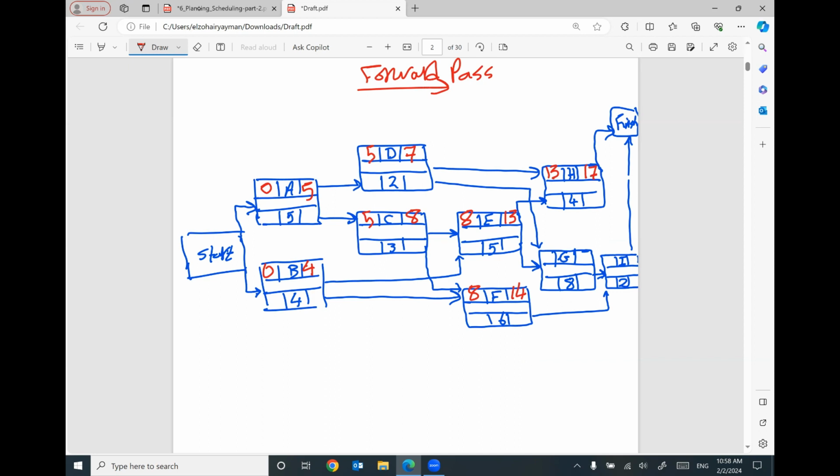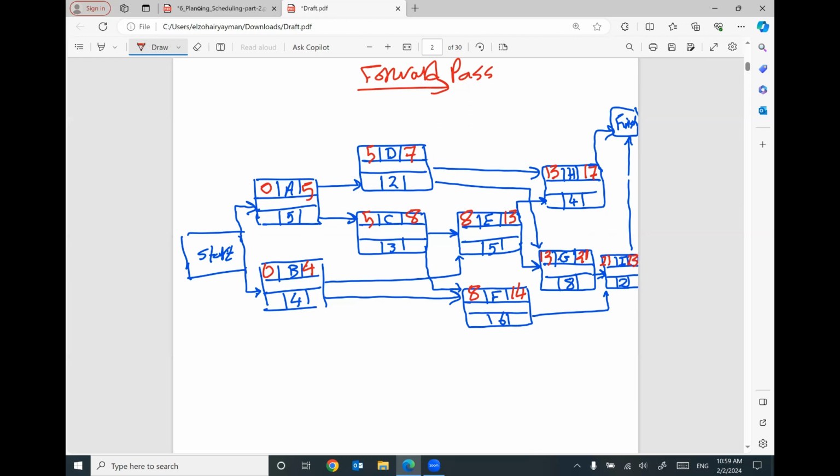For this one, we have two arrows. One will give you 7, one will give you 13. I'm going to use 13 plus 8 will be 21. Activity I has two arrows, 21 and 14. I'm going to use 21 plus 2, 21 plus 2 will be 23.